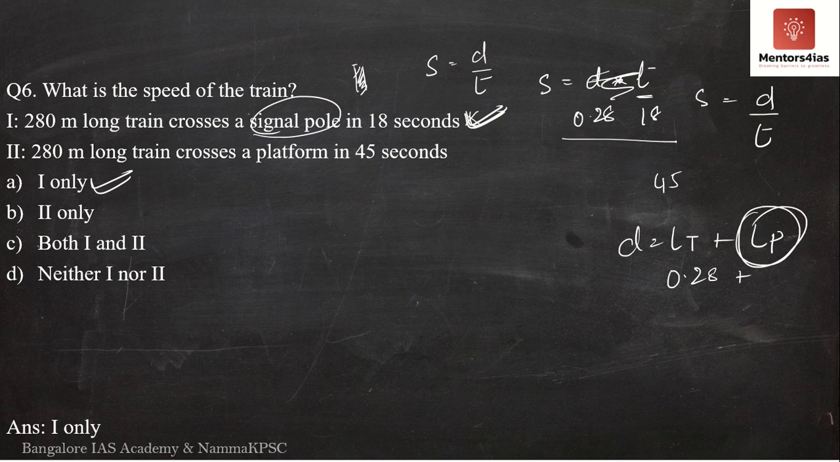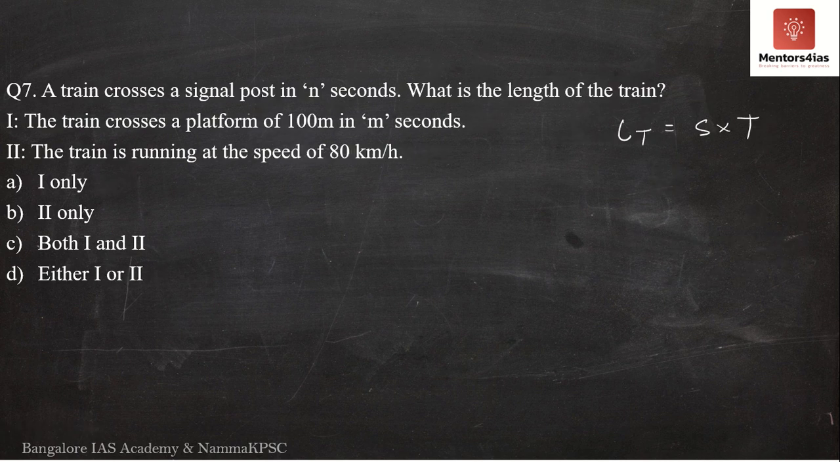Distance by time. I know it, but still I made this mistake over here. So I just want you to correct this. I mean, correction is not required. The explanation remains the same. The explanation stands good. This is the only mistake that I did. Instead of writing speed is equal to distance by time, I wrote speed is equal to distance into time. I'm sorry, my mistake. Next question.